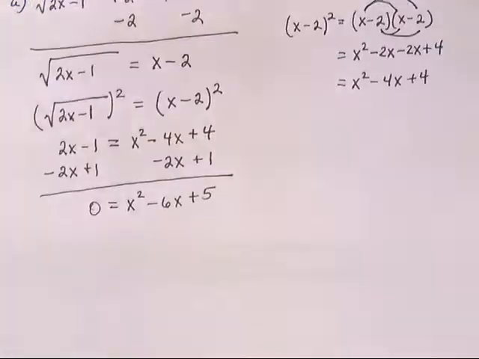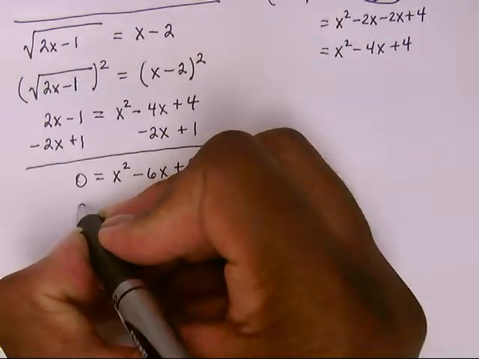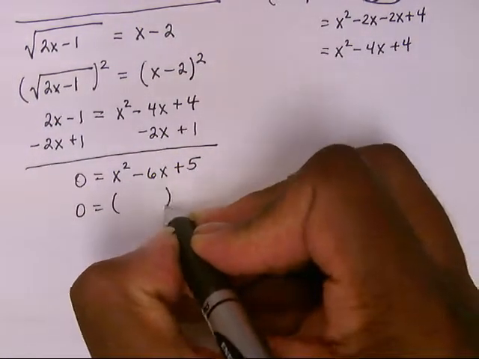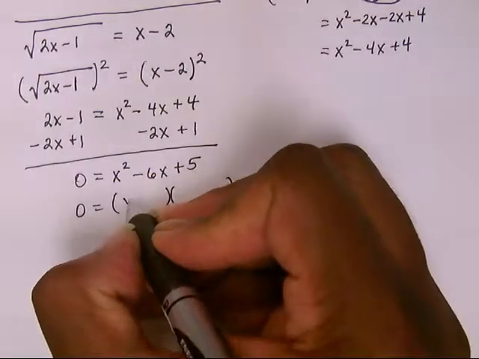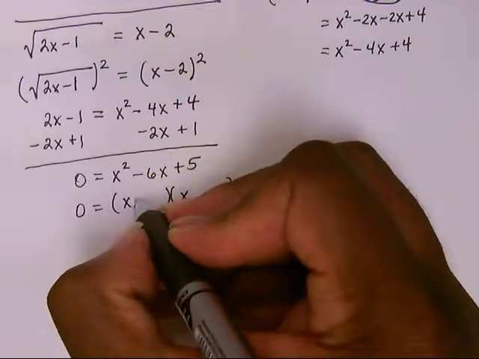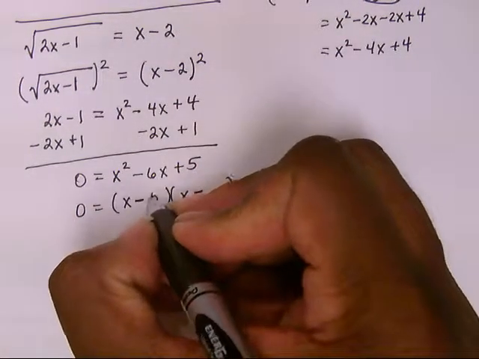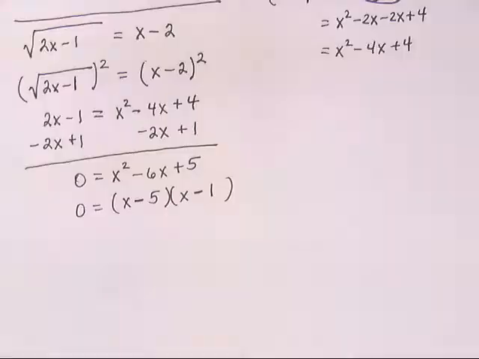And now I can go ahead and factor x squared minus 6x plus 5. The middle term is a minus and the last term is a plus, so they both have to be minuses. The factors of 5 that would give me negative 6x will be minus 5 and a minus 1. So I get x minus 5 times x minus 1 equal 0.